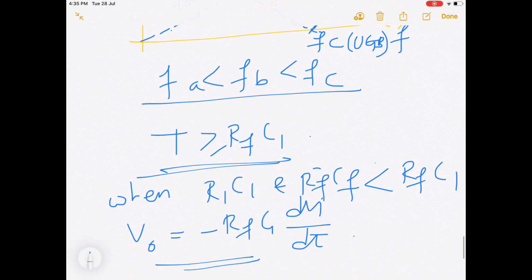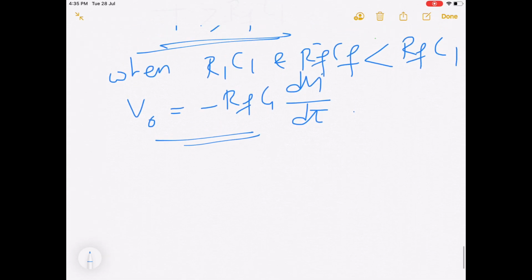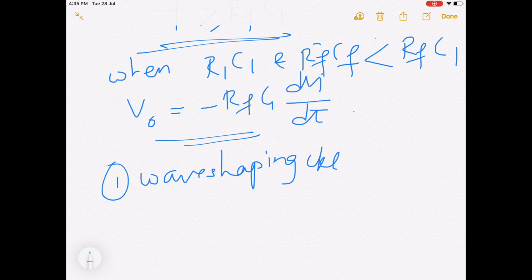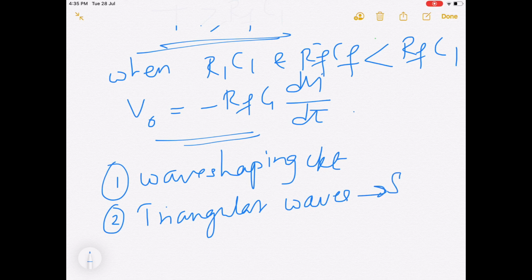So, in this way we have to work out this differentiator. What are the applications of differentiator? Differentiators can be used in wave shaping circuits. That is the first application. Second, they can be used to convert triangular waves into square waves. So, triangular to square wave converter circuits require a differentiator. There are many applications which require this.